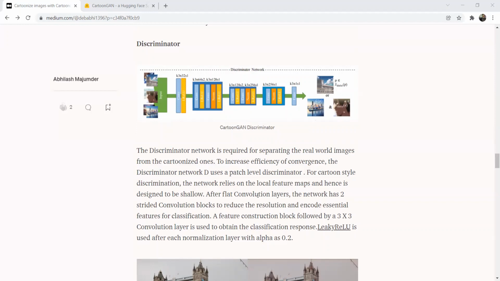So after the flat convolution layers, the network has two strided convolution blocks to reduce the resolution and encode the essential semantic features for classification. A feature construction block followed by a 3x3 convolution layer is used to obtain the classification response. Leaky ReLU is used after each normalization layer with the alpha as 0.2.